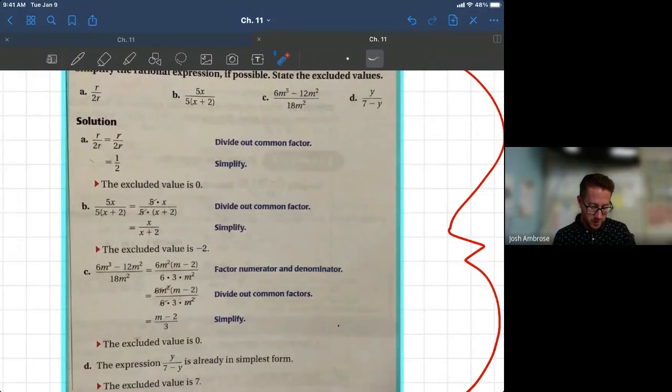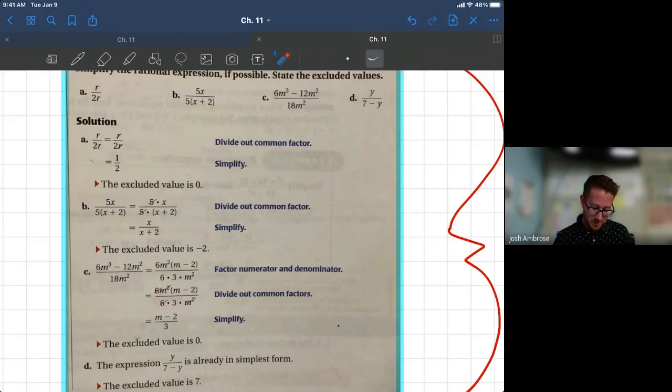We start with one where it is just simple division, crossing out values. We have an r on top, we have an r in the denominator. We can cross those values out, leaving us with just a 1/2. So that's just division with rational expressions. Now, let's take a look at part B.